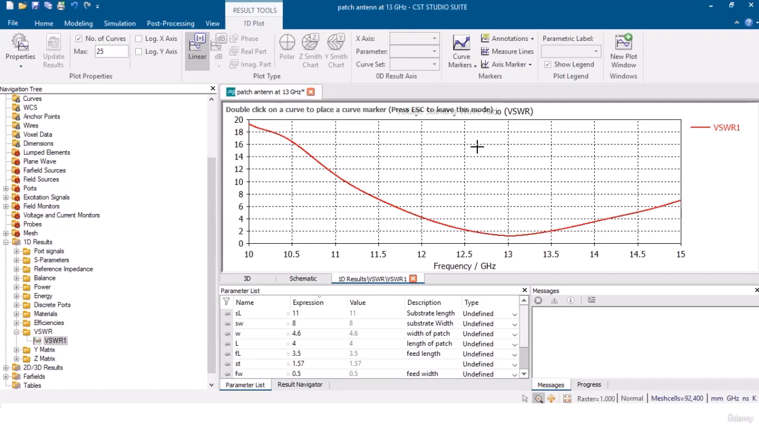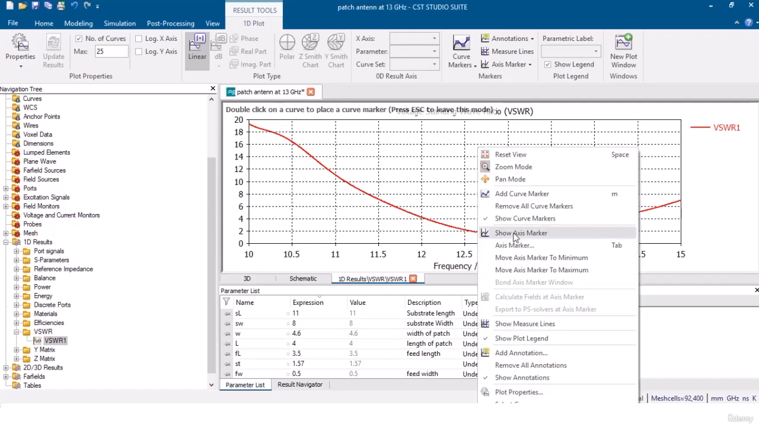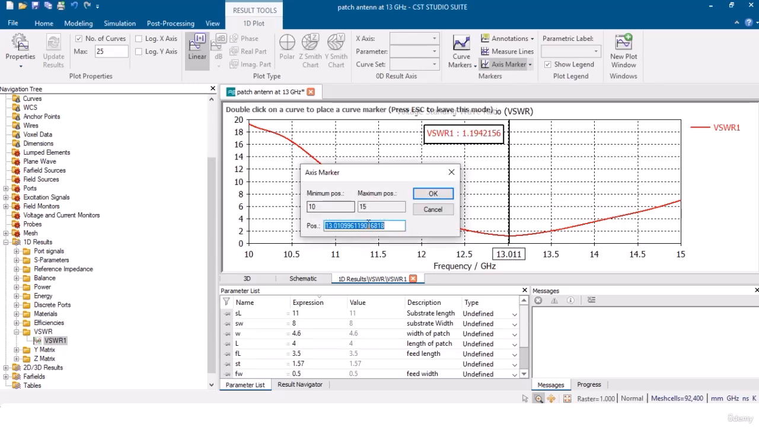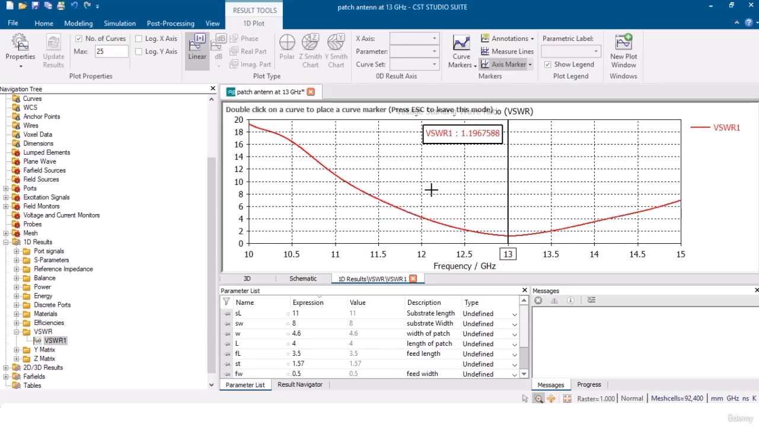First I will draw the marker. I'm going to show the axis marker. You can see this is the axis marker. Now I will drag it to 13 GHz. If I drag it rightwards, here you can see it is at 13.00011. I will write 13 here and click OK. Now it is at 13 gigahertz. At 13 gigahertz, I get 1.1967588. This is the VSWR value.